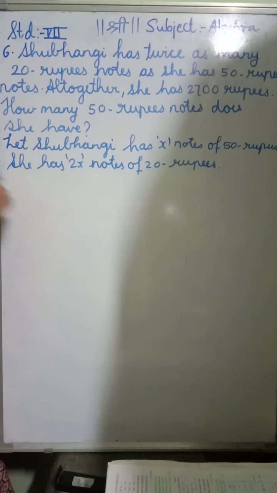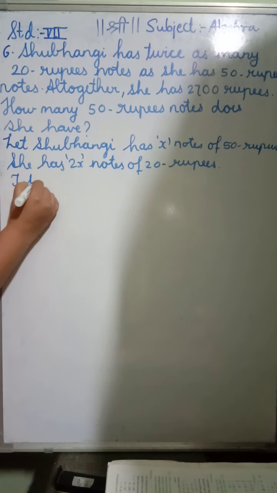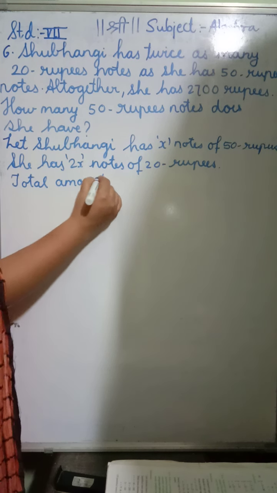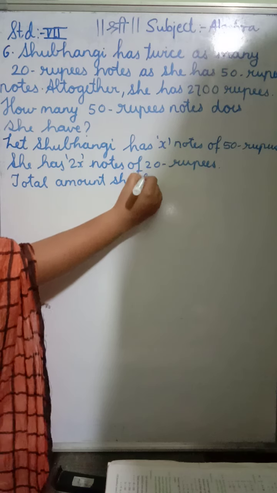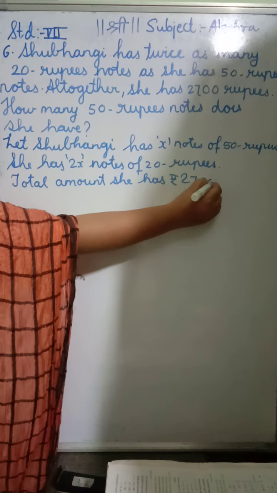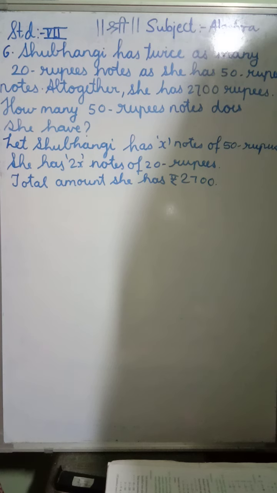Yes. Now, all together, how much amount is she having? 2700. Yes. Therefore, what will we write? Total amount she has rupees 2700. Yes. Now total means, are we going to add, children?